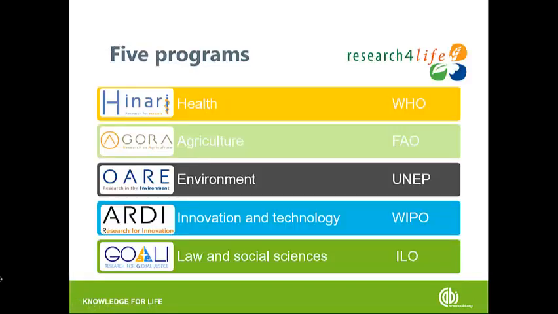We have 5 programs. Each of them is managed by UN institutions. Hinari is focusing on health, Agora is on agriculture, OARA is environment, ADIO is on innovation and technology, and GOALI is law and social sciences. These programs you will find when you access Research for Life, and they collect publications on these topics. You will find CABI mainly in Hinari and Agora, but also on other programs.